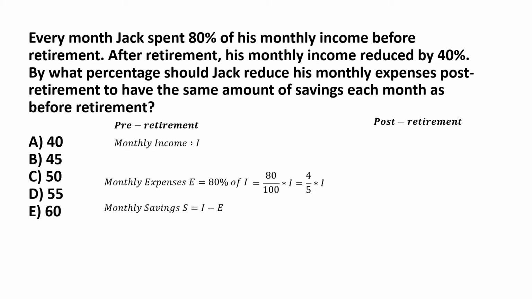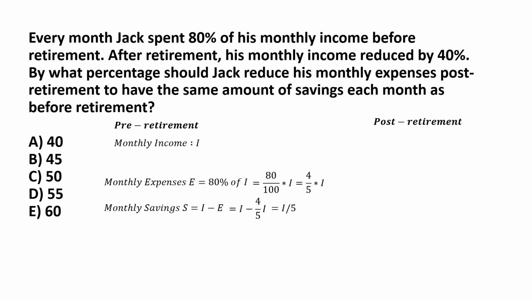So the monthly savings would be the monthly income minus monthly expenses. So it's I minus E, which comes to I minus 4 by 5 multiplied by I, because the expense E is 4 by 5 multiplied by I. So you just substitute that and we get I by 5. Which makes sense, because if he's spending 80% of his monthly income before retirement, that means he's saving 20%, and 20% is basically 1 by 5. So it's 1/5 of his income, I, that is his monthly savings.